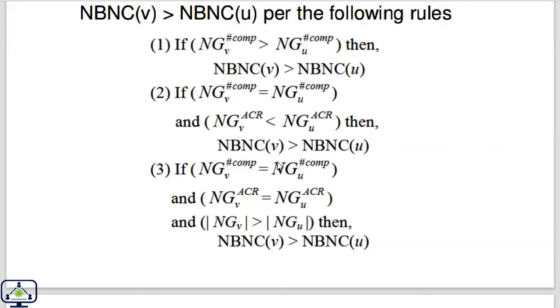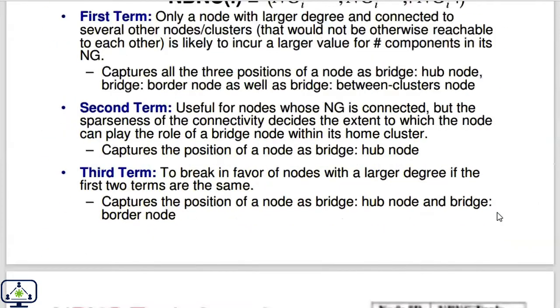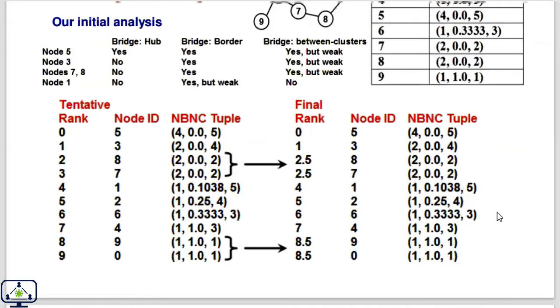Now, if the nodes are tied on the first two entries, then we break the tie by making use of the degree of the node, which is the number of neighbors in the neighborhood graph. A node that has a larger degree is ranked higher than a node that has a smaller degree. Now, still there could be a tie, as you can see here.